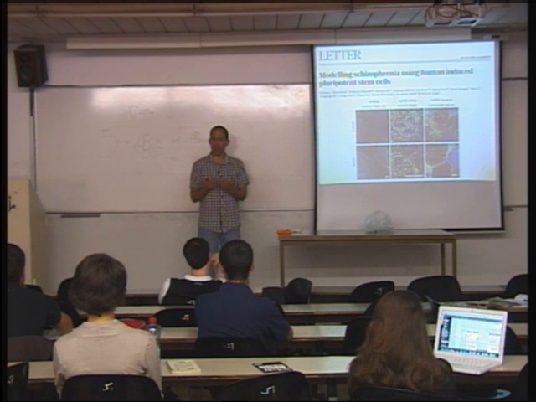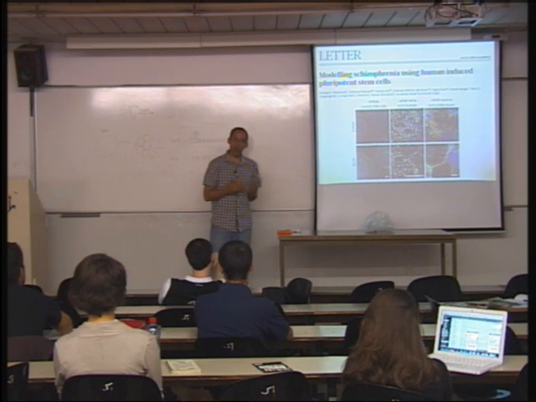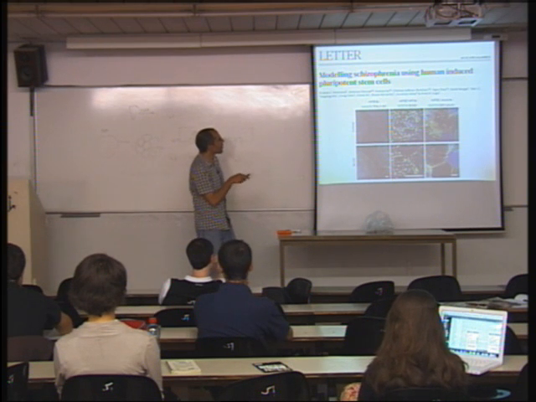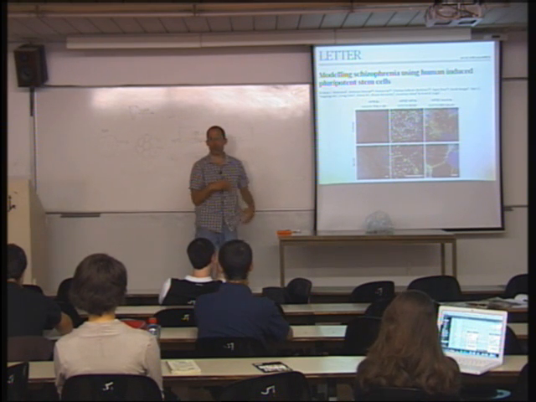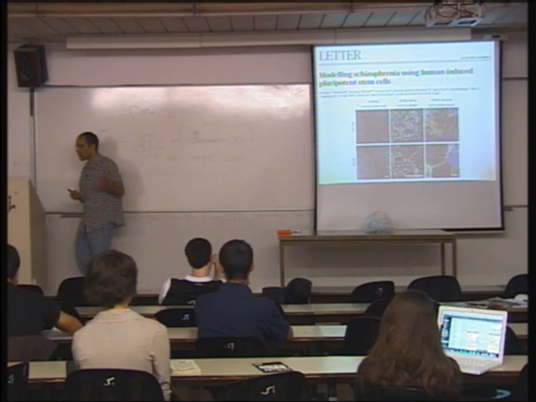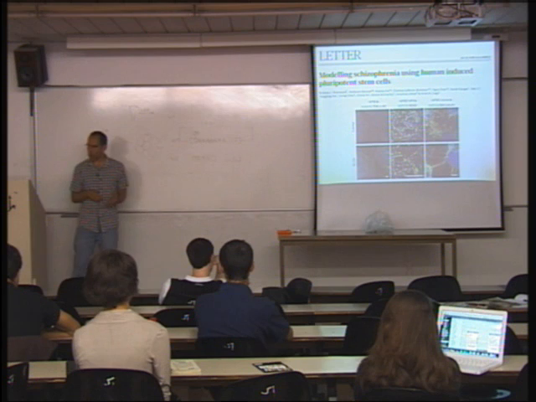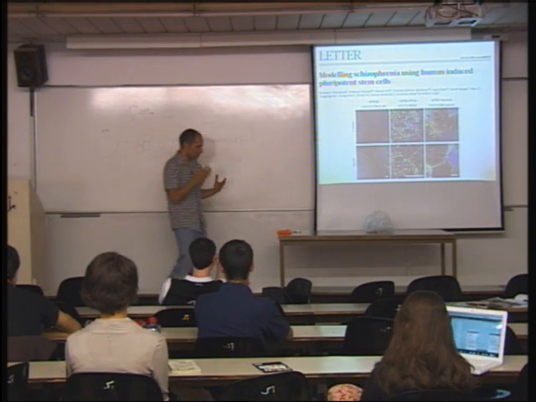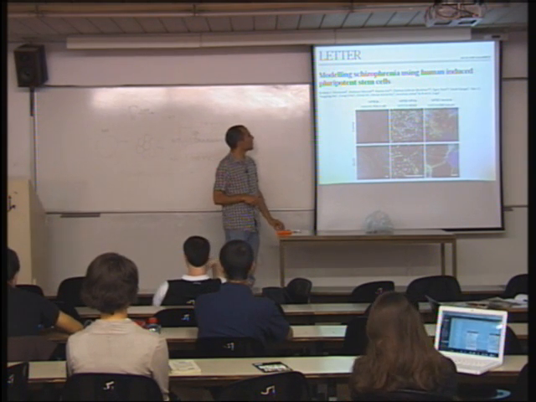Let's start with something where we at least know the mutation, at least we know what to correct, at least we know where to look. Here they took schizophrenia. There is no single mutation that causes schizophrenia. Schizophrenia is a multivariate disease.